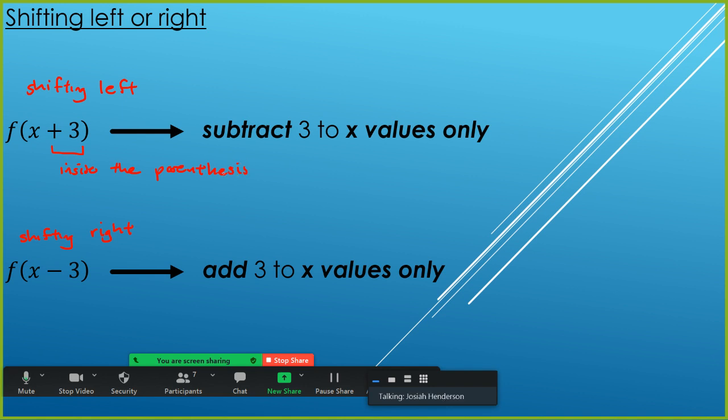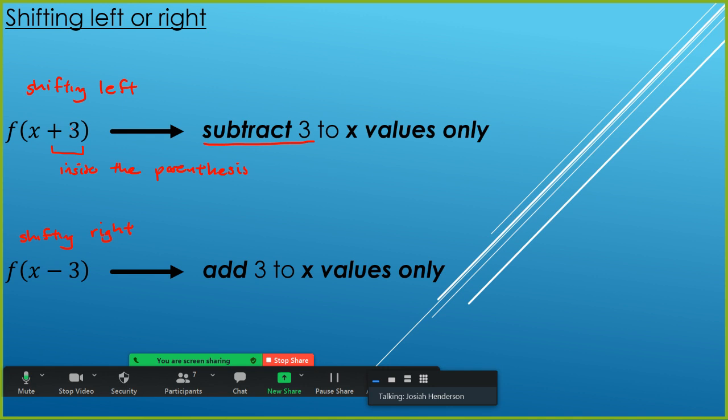Shifting left or right. And we do it opposite of what it looks like. So for a shift left, f of x plus 3, this means we're actually subtracting 3 to the x values only. If the change is a horizontal change, left or right, it's opposite of what it looks like.